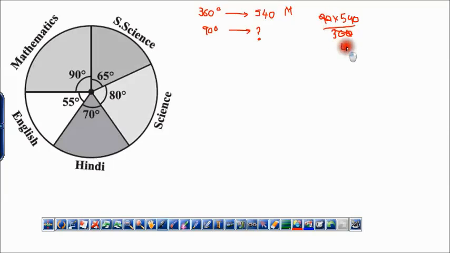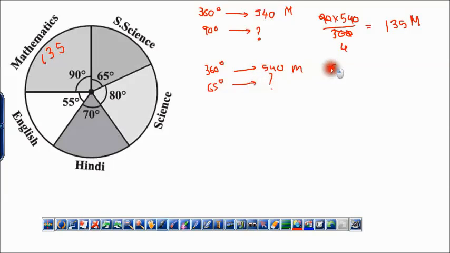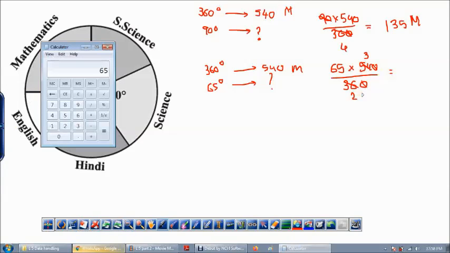4 1 za 4, 135 marks. मैथ्स में 135 मार्क्स आए. 65 डिग्री, 360 डिग्री is 540 marks. 65 degree is how much? 65 into 540 upon 360. 18 3s are 18 2s are 65 into 3 upon 2. 97.5 marks.